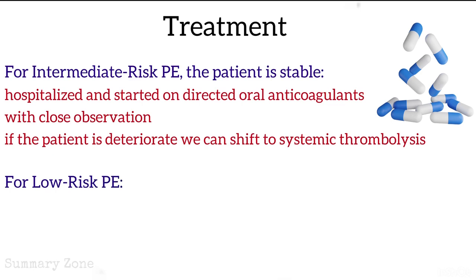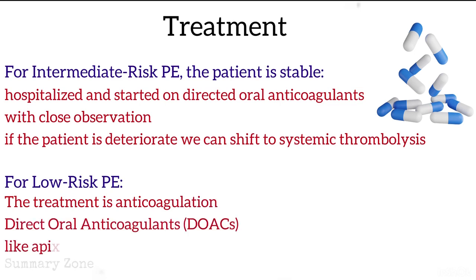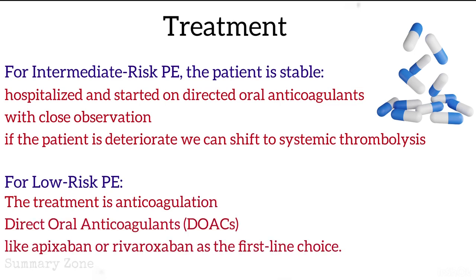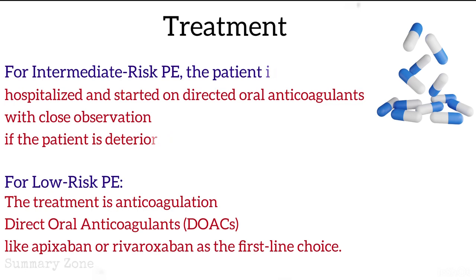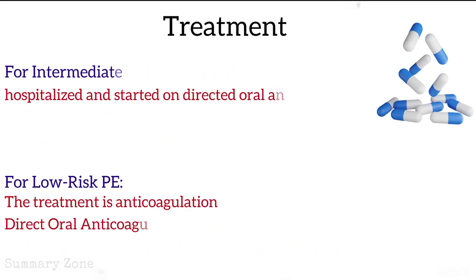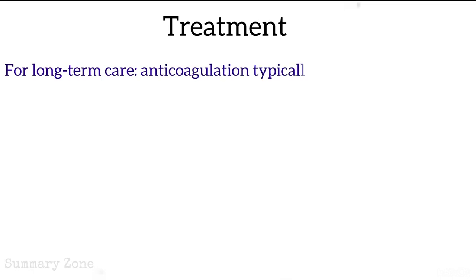For low-risk PE, the most common group, the patient is stable with no signs of heart strain. The treatment is anticoagulation, direct oral anticoagulants, DOACs, like apixaban or rivaroxaban as the first-line choice. For long-term care, anticoagulation typically lasts for at least 3 months.